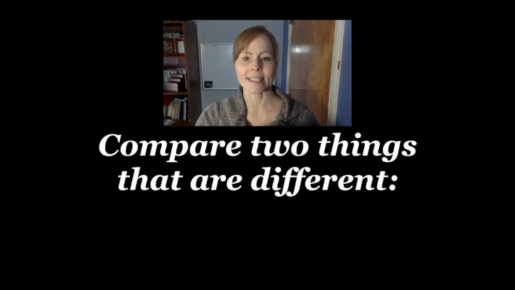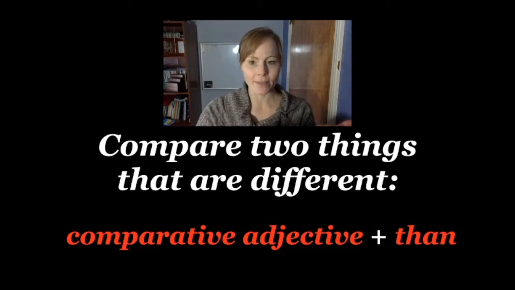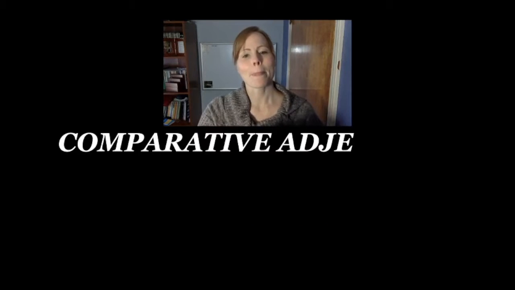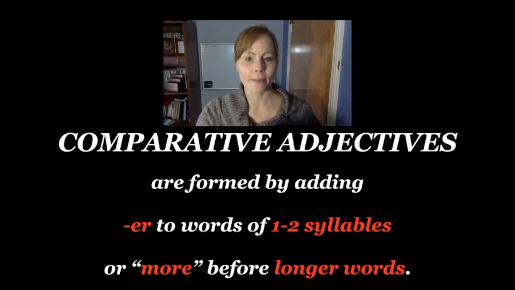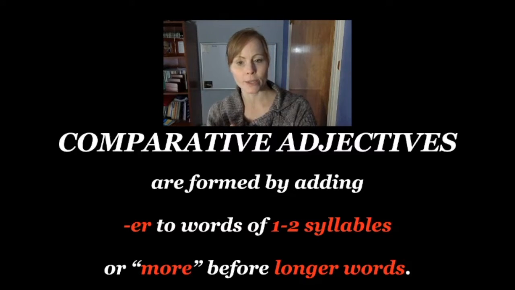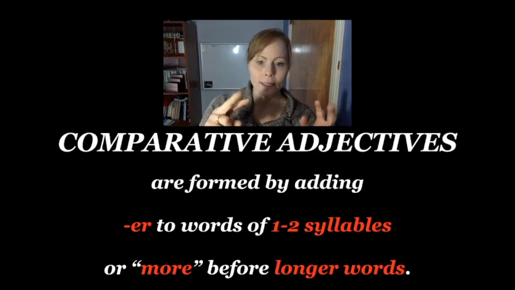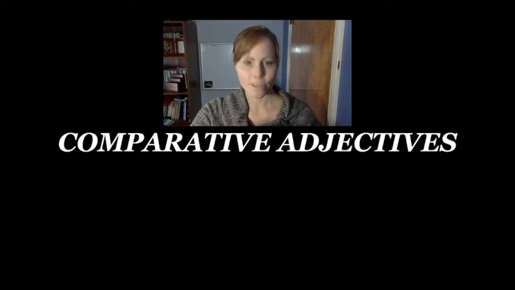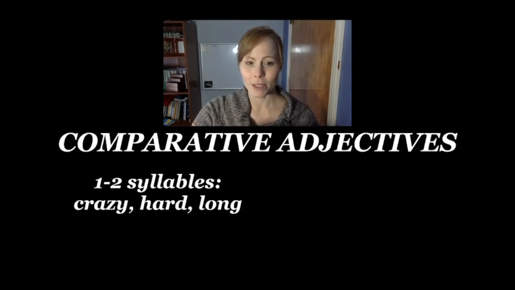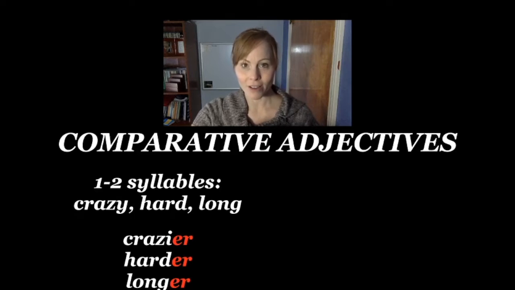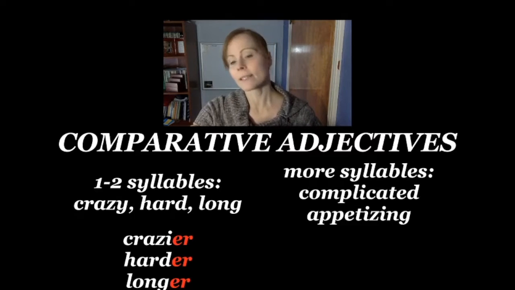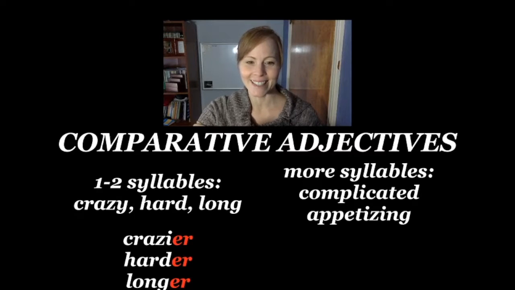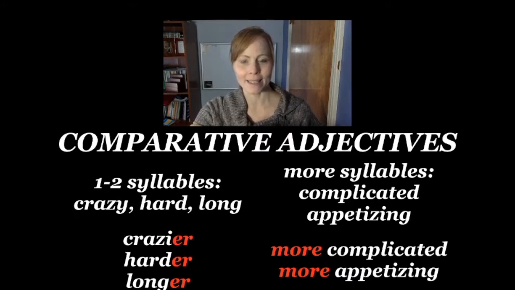Next, compare two things that are different. You use the comparative adjective plus than. Now, what is a comparative adjective? Well, you can form it by adding -er to words of one or two syllables, or add more before longer words. For example, one to two syllables: crazy, hard, long. Turn it to crazier, harder, longer. Or if it's more syllables, use words like complicated, appetizing, you add more. More complicated, more appetizing. Let's see an example.